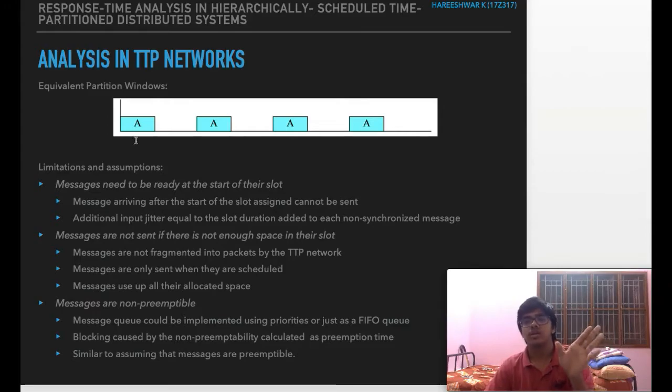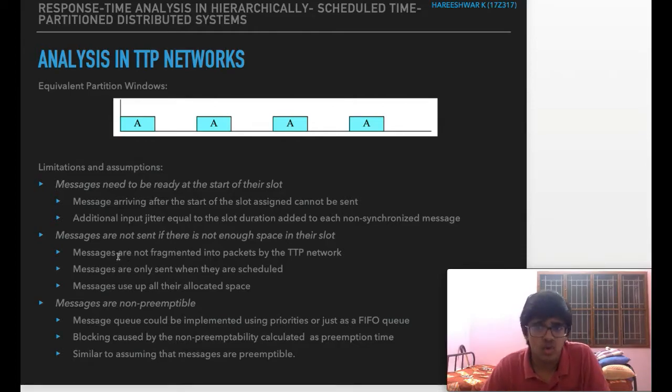However, this method is limited by 3 assumptions. The first assumption is that the messages need to be ready at the start of their slot. Say a message comes after the start of the slot, then it cannot be sent even if there is time available in its partition. This is the same as if the message came after the entire slot duration, so it is scheduled as if it arrived at the end of the slot. Hence this has to be treated as an additional input jitter, which is equal to the entire slot duration, and is added to every non-synchronized message.